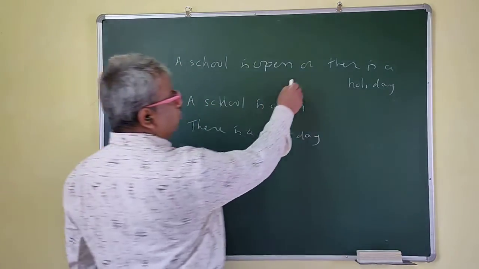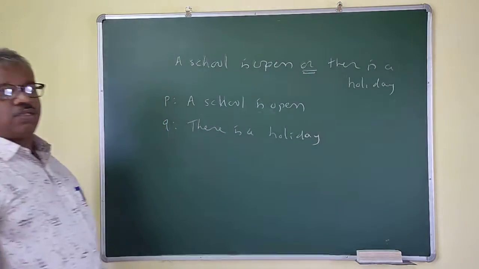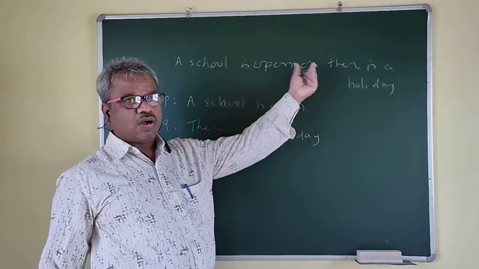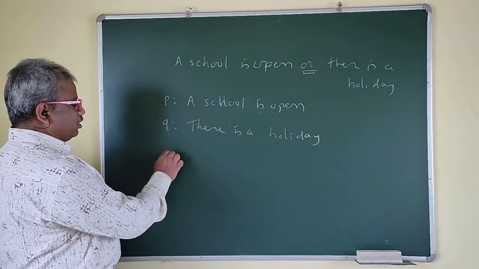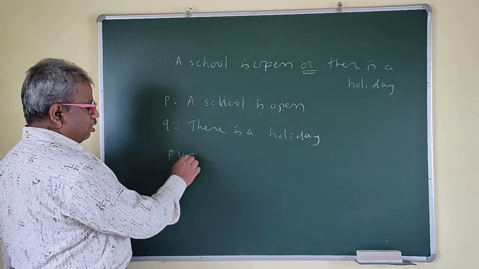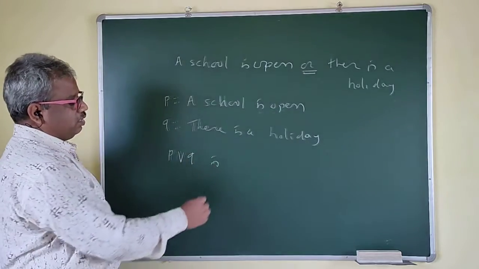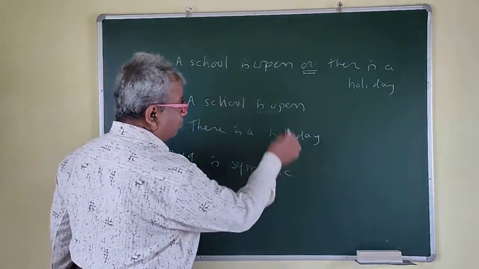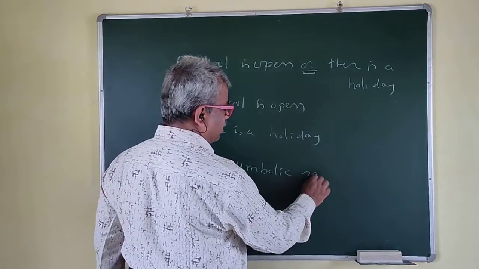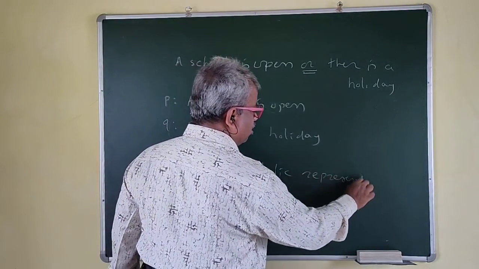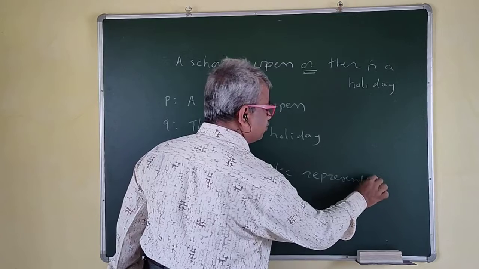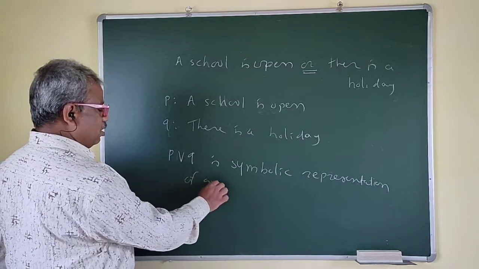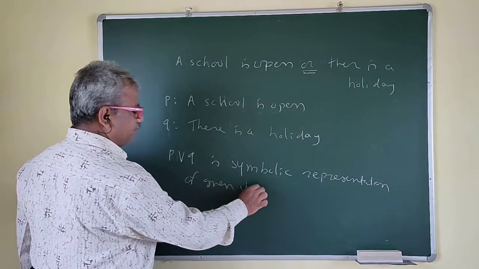So now there is "or". That means this is a compound statement connected with the word or. So the symbolic representation is what? P or Q is the symbolic representation of the given statement. The spelling of symbolic is given to you.